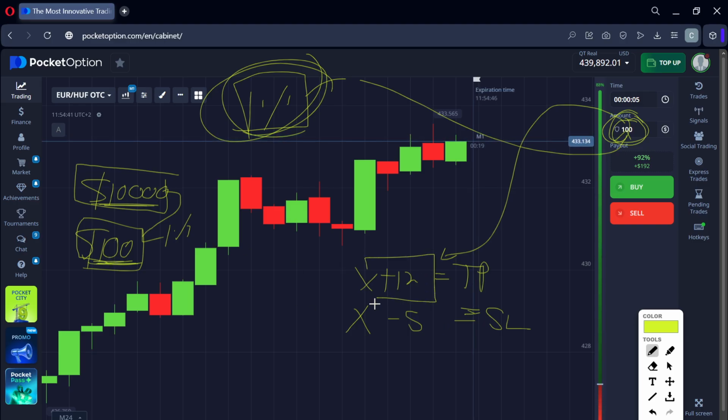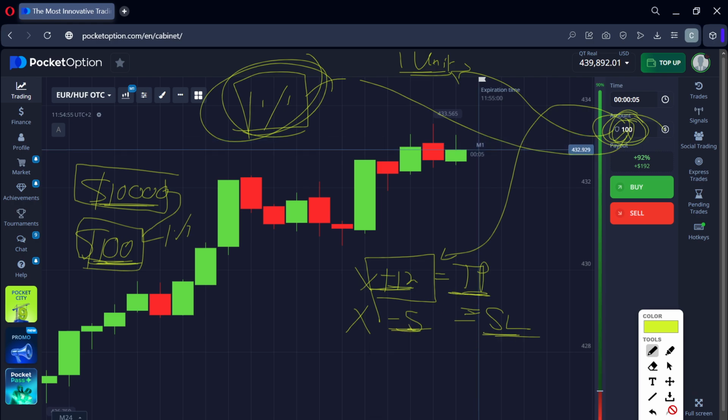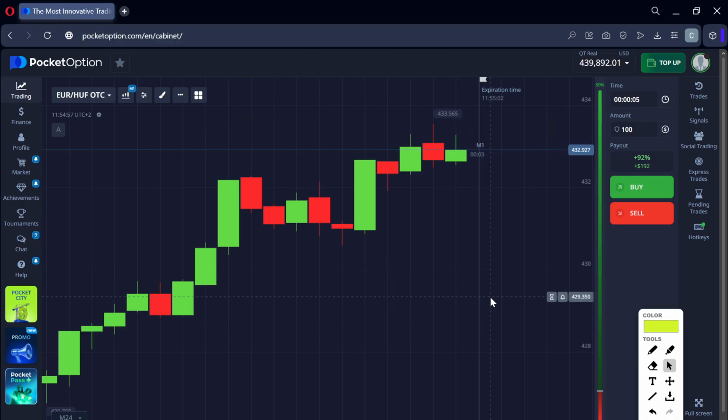You would then aim for 12 units. So the $100 equals 1 unit. With that $100 being 1 unit, you would then aim for plus 12 units for your take profit or minus 5 units for your stop loss, okay? So it's pretty simple stuff. I've broken down the fundamental basics of how this entire strategy works. You can go test it for yourself now.